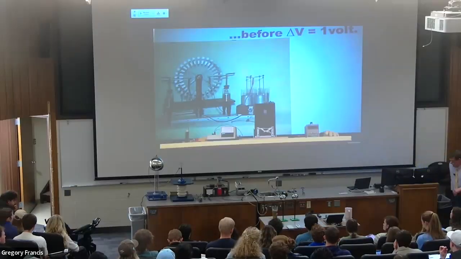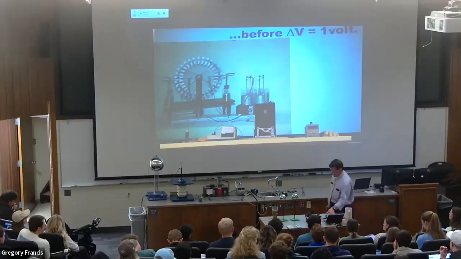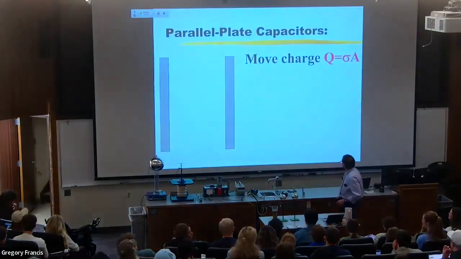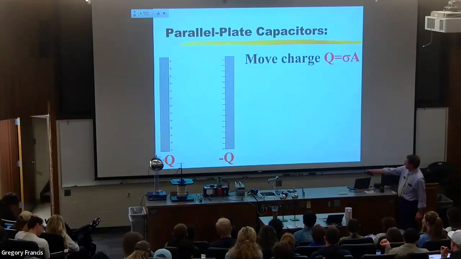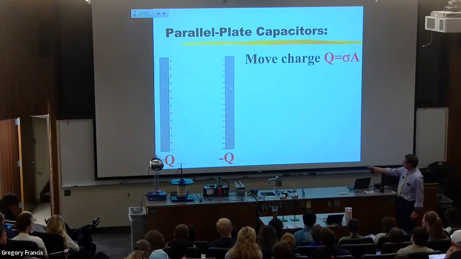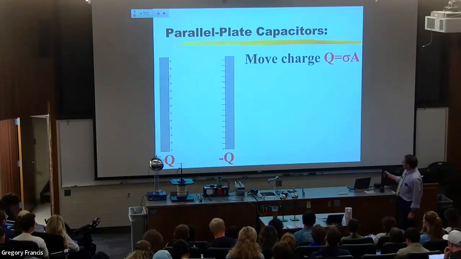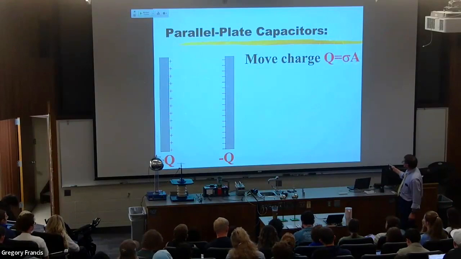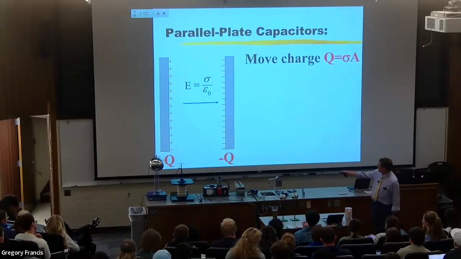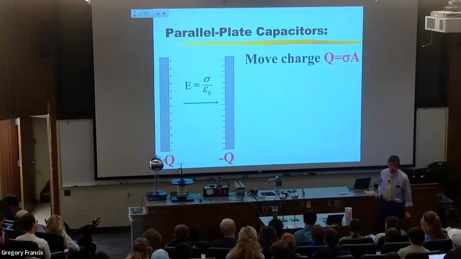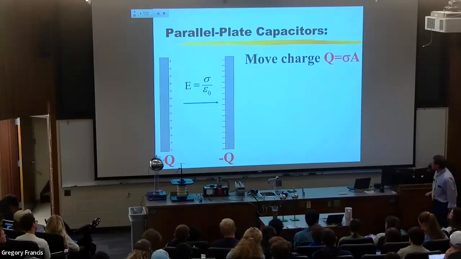Now, the most common type of capacitor is the parallel plate capacitor, that we charge up by hooking it to a battery. So we steal electrons from this plate and move them over to that plate. If I move an amount of charge equal to sigma times A, sigma is the surface charge density, times the area of the plates, I set up an electric field. And that electric field depends on how thick the charge is on the plates, the sigma. And that's just a constant. That's on the front page of your exam.